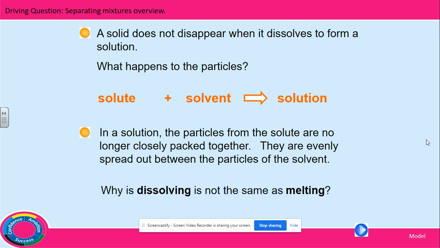Now, two terms that students normally get mixed up. Why is dissolving not the same as melting? Can you think about this? Remember, if something is dissolving, it involves two materials. The resulting solution is a mixture of both. However, in melting, only one substance is involved, and the liquid and the solid are the same material. So again, dissolving involves two materials. The resulting solution is a mixture of both.